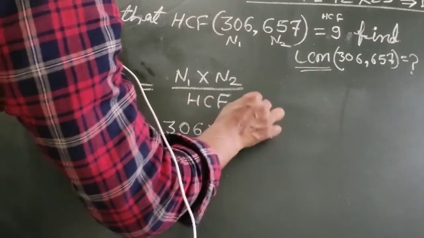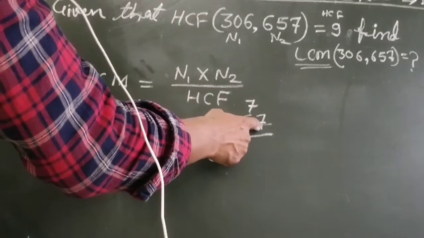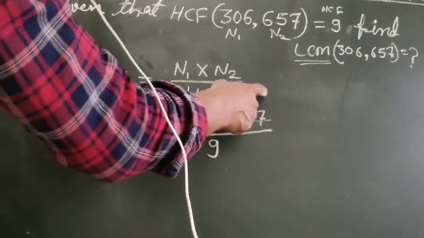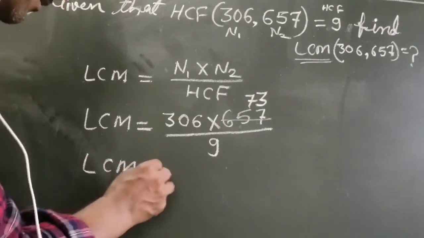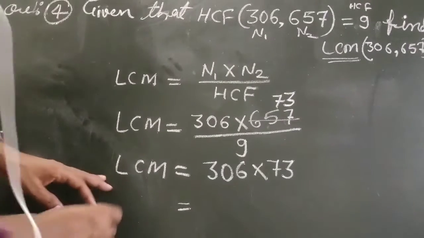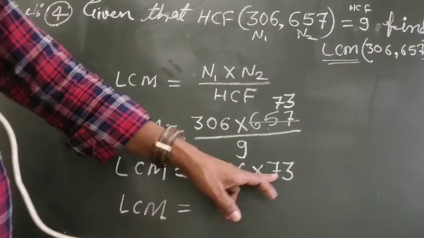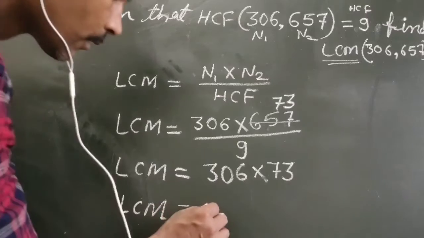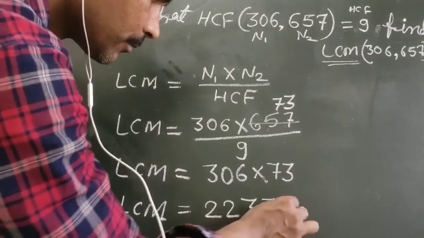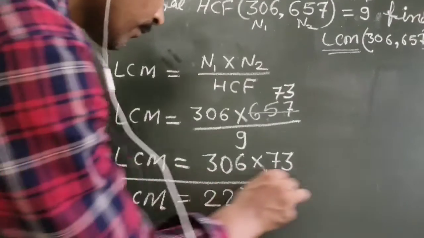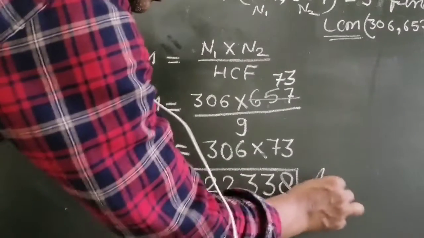9 7s are 63. Remainder 2. Take down 7, then the new number 27 divided by 9 is 3 times. Then LCM will be 306 multiplied by 73. That will be 22,338. Then the LCM of these numbers equals this. This is our answer.